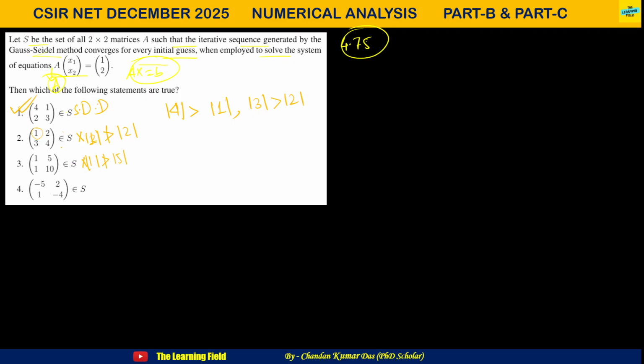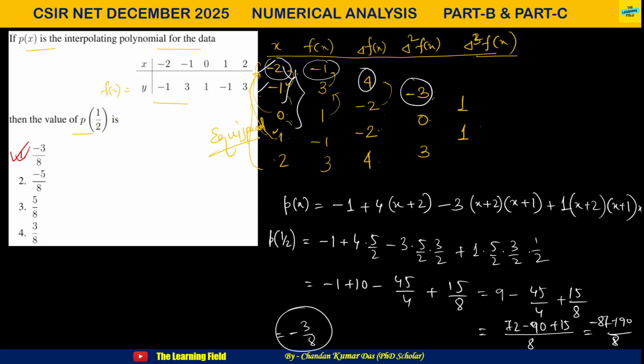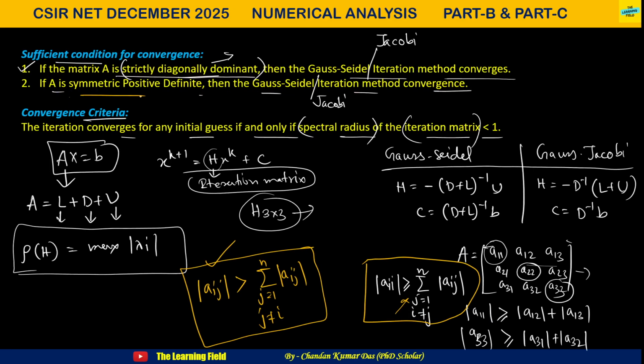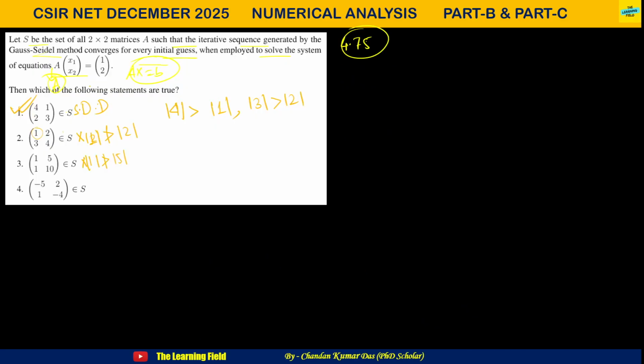And if we see the other condition, symmetric and positive definite. Fine. See, this matrix is also not a symmetric matrix. This matrix is also not a symmetric matrix. Therefore we cannot say anything about this sufficient condition. That means the sufficient condition of symmetric positive definite is not applicable here.